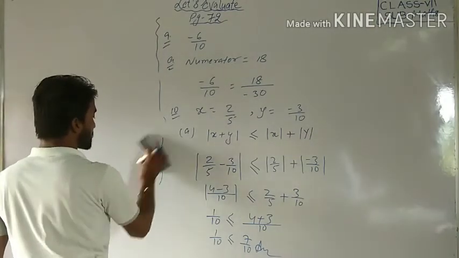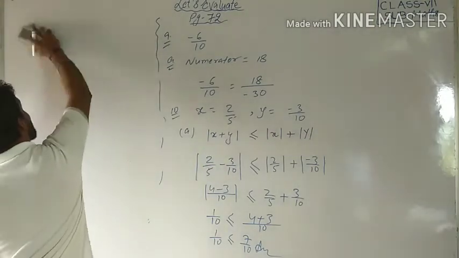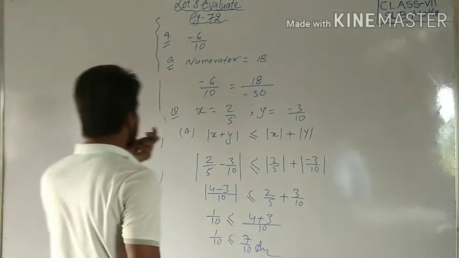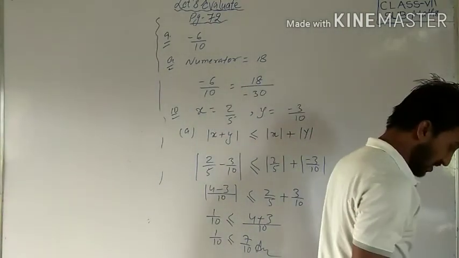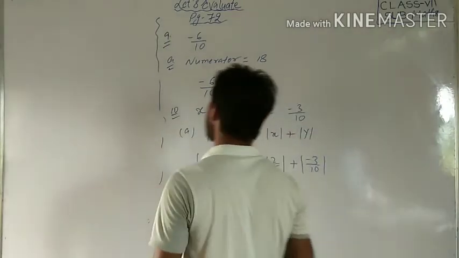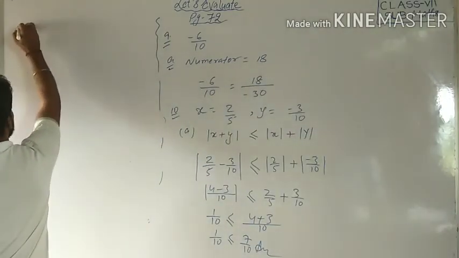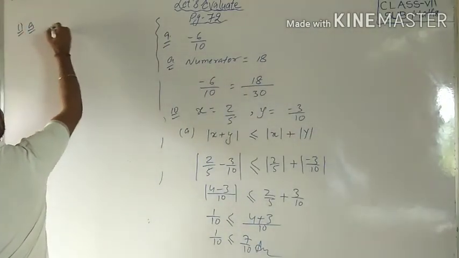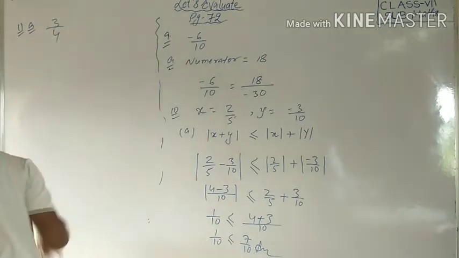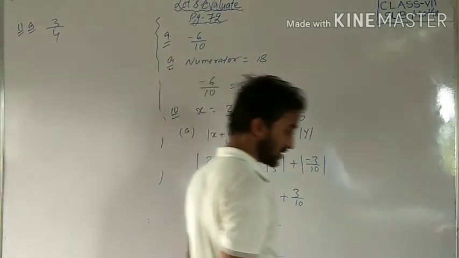See the last question of this exercise, or in the test, recalculation. Question number 11. Represent on number line. So, students, question number 11 A: represent on number line 3/4.